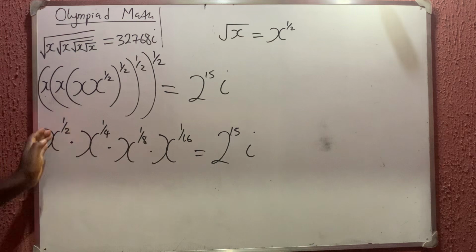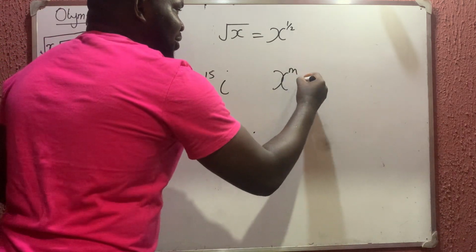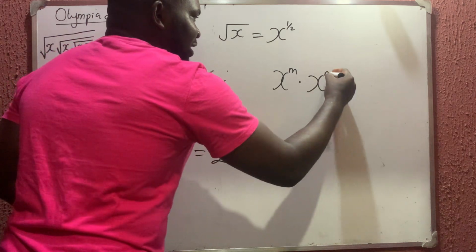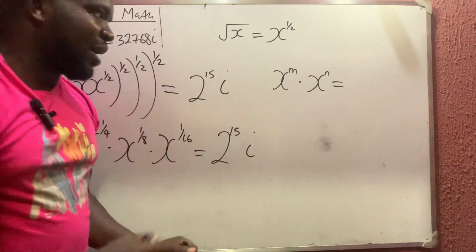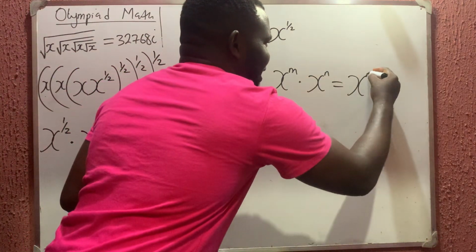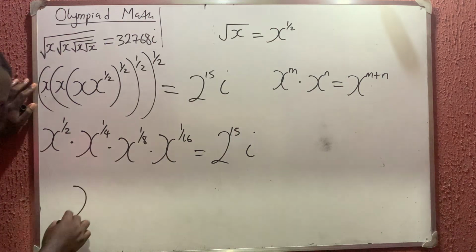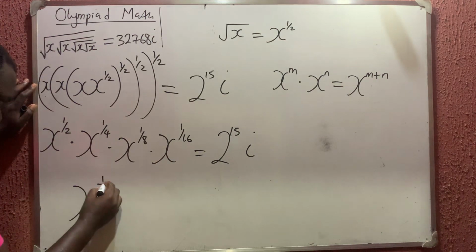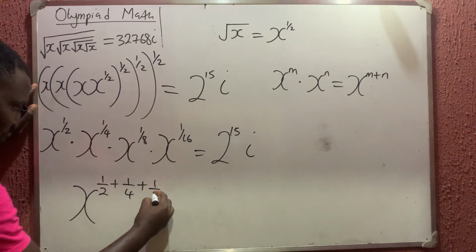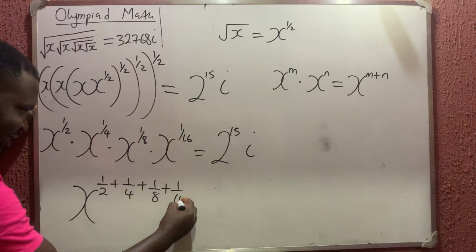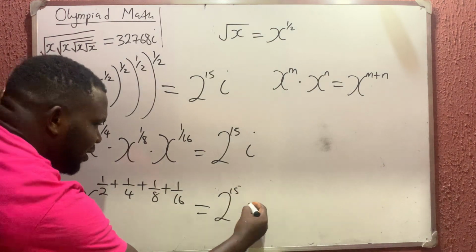Now, let us solve this. According to indices, don't forget that x raised to power m multiplied by x raised to power n, provided that the bases are the same, we just add the powers. So this is now x raised to power m plus n. Let's do the same thing. Let's take x raised to power 1 over 2 plus 1 over 4 plus 1 over 8 plus 1 over 16, right? Is equal to 2 raised to power 15, then i.